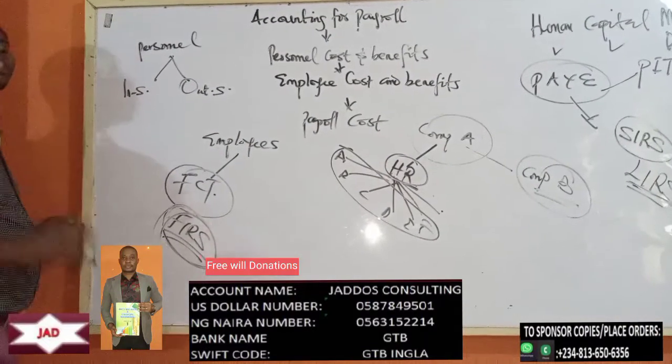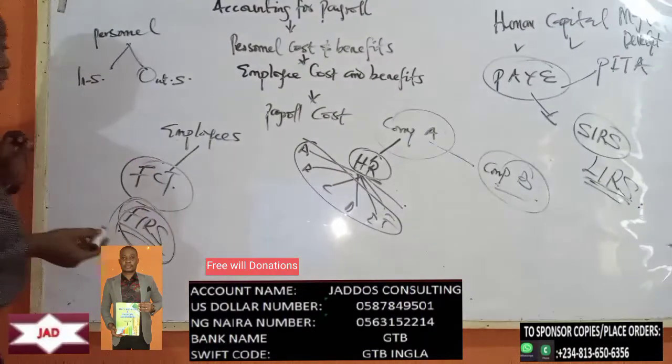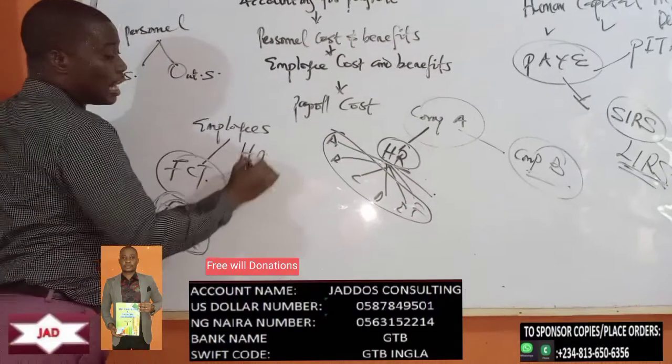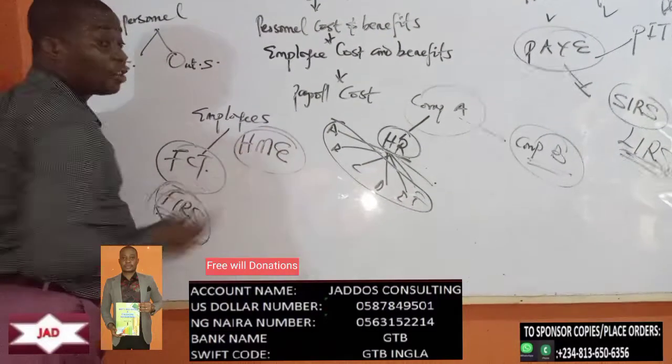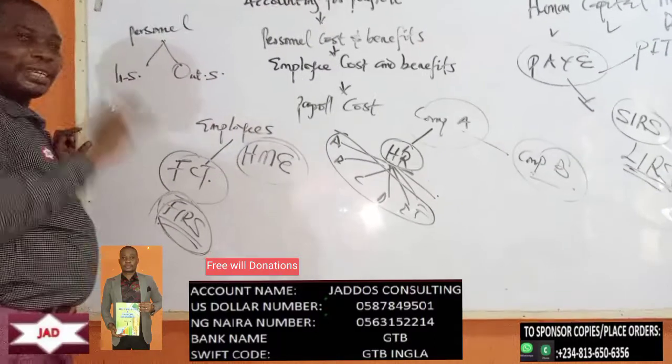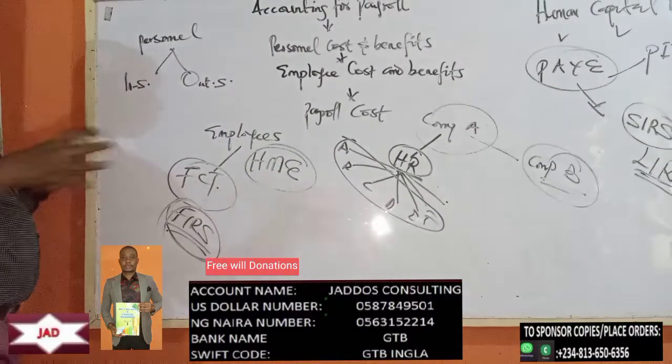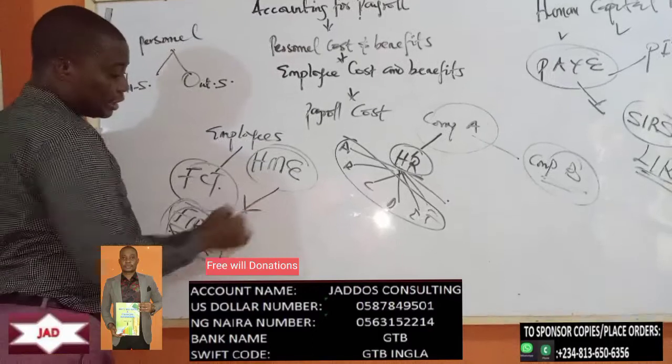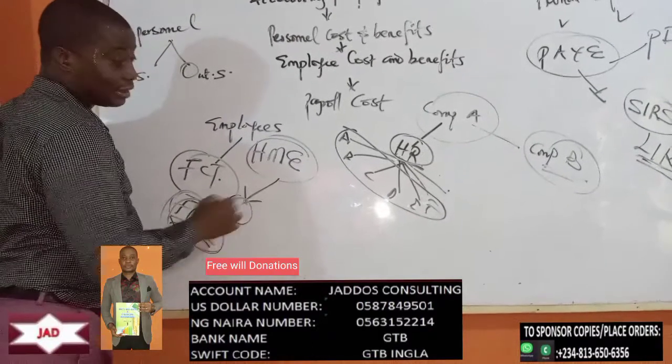There's something called what we call highly mobile employees, usually federal government workers, highly mobile employees. Okay, that means they hardly stay at one point. So those sort of employees, you also remit to the Federal Inland Revenue Service.